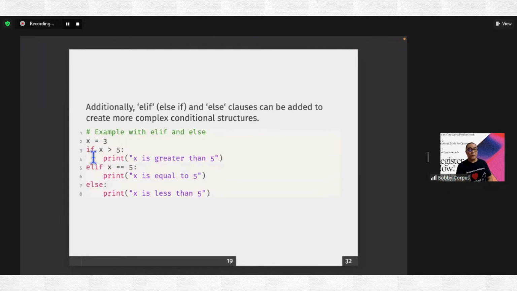Okay. Tapos, so that was the if statement. Tapos ito naman is else if, no? So that's second condition, and then else. So the thing that's notable here is that you have a colon in your statement.